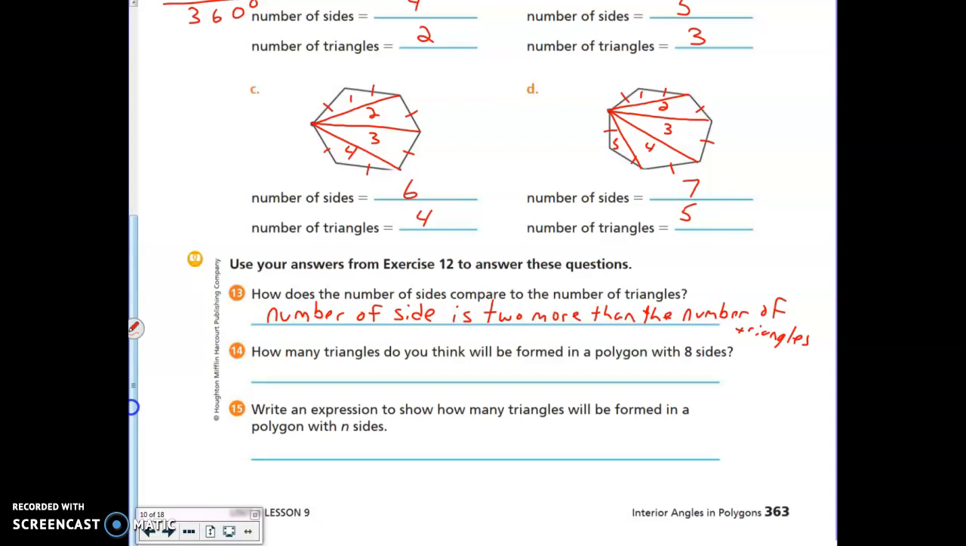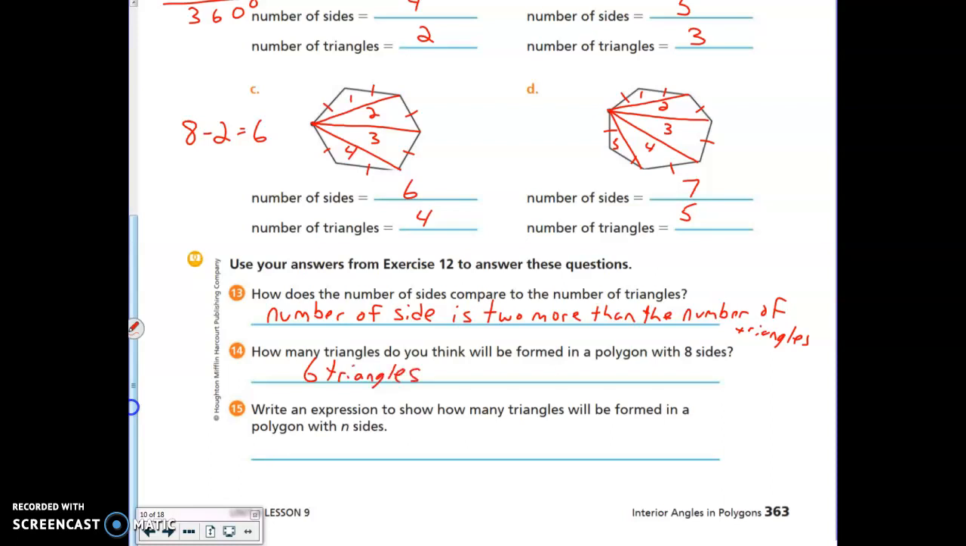So here is that first question they ask us. We can draw the picture of an 8-sided figure. It says, how many triangles do you think will be formed in a polygon with 8 sides? So again, like I said, you can take the time to draw an octagon, an 8-sided figure, but I'm hoping that you don't have to do that. We have an 8-sided figure. We've said that our formula is 8 minus 2. There should be 6 triangles created inside of that polygon.